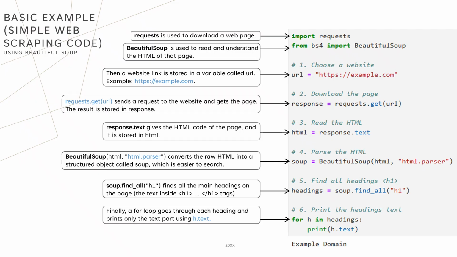You can modify it to extract prices, names, links, anything on a web page. If you want paragraphs instead of headings, just change H1 to P. If you want links, use A. So it is pretty simple, right?